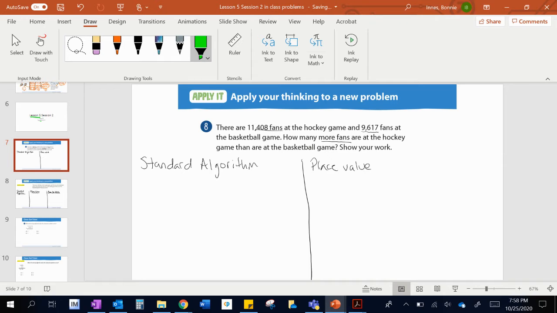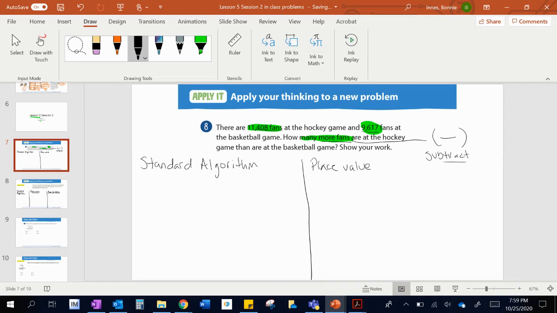Notice that I started to underline things as I was reading. So this is important information. The 11,000 number, 9,000 is important because it says there's some fans at a hockey game and some fans at a basketball game. And how many more fans? When I see more fans, this means they want me to subtract. That's the first thing I have to know. This is not an addition, this is subtraction. Subtract.